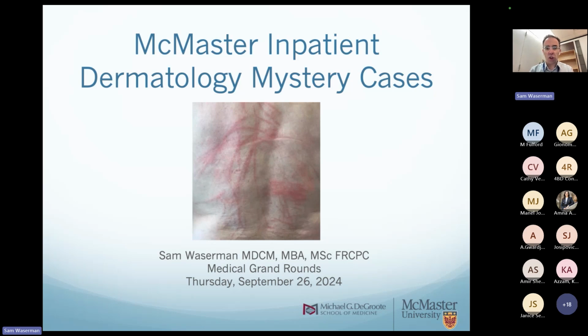So this is called McMaster Inpatient Dermatology Mystery Cases, and this is actually on the front here. This is not a picture of dermatographism, but rather a flagellate dermatitis that a person developed after consumption of bleomycin. You only really get this with either bleomycin or undercooked shiitake mushrooms. So I thought it was neat.